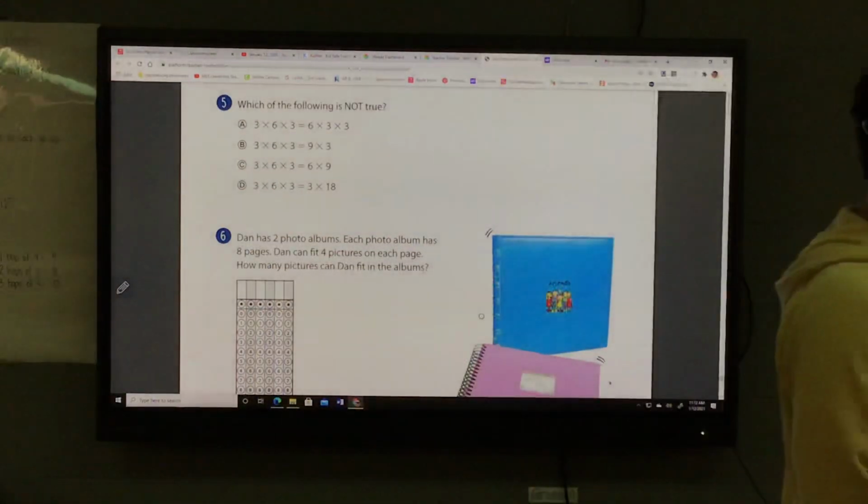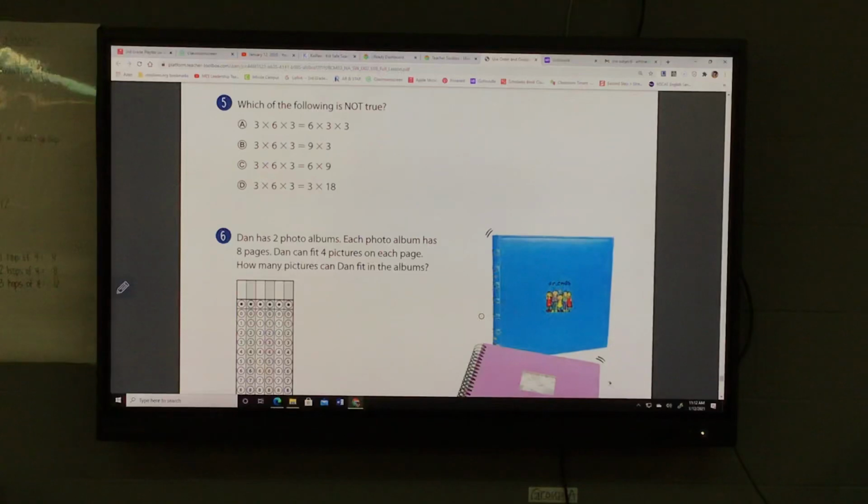You guys are getting quicker at these, aren't you? Impressive. Okay, remember there's only one answer choice to color in, because it says which of the following is not true.